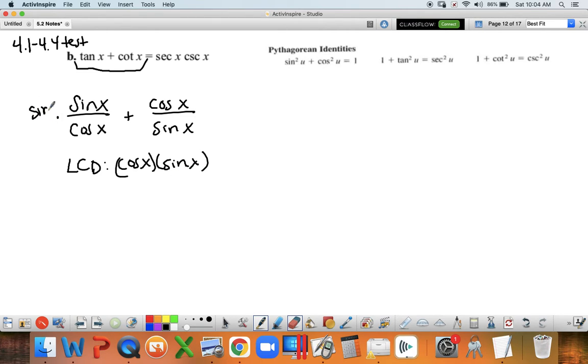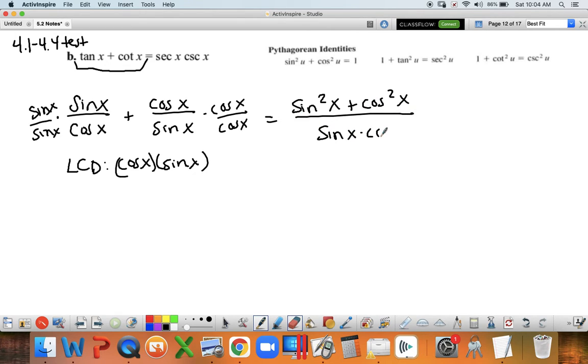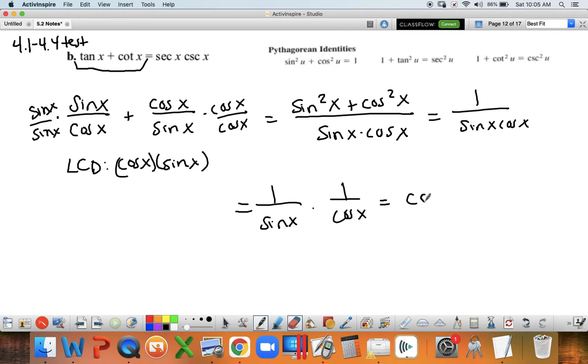So this fraction over here is missing sine. This fraction over here is missing cosine. So I wind up with sine squared x plus cosine squared x all over sine times cosine. And we know sine squared x plus cosine squared x, well, that's just 1. So I wind up with 1 over the sine of x times the cosine of x, which is 1 over the sine of x times 1 over the cosine of x, which is cosecant x times secant x.